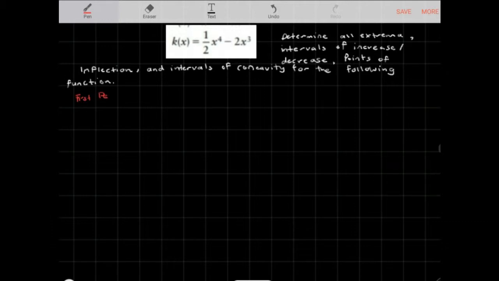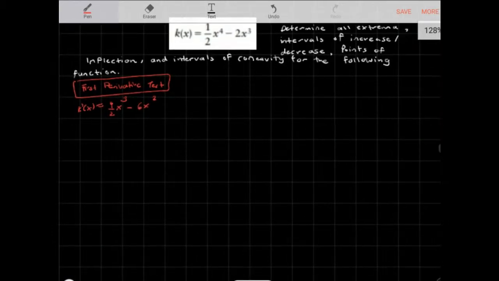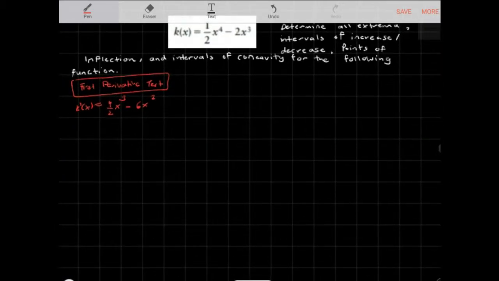So we're going to be using derivative testing to glean all of this information from our function, right? So this is our first derivative test. And using my first derivative test, k prime of x here is basically 2x cubed minus 6x squared. So k prime of x you can write as 2x cubed minus 6x squared.